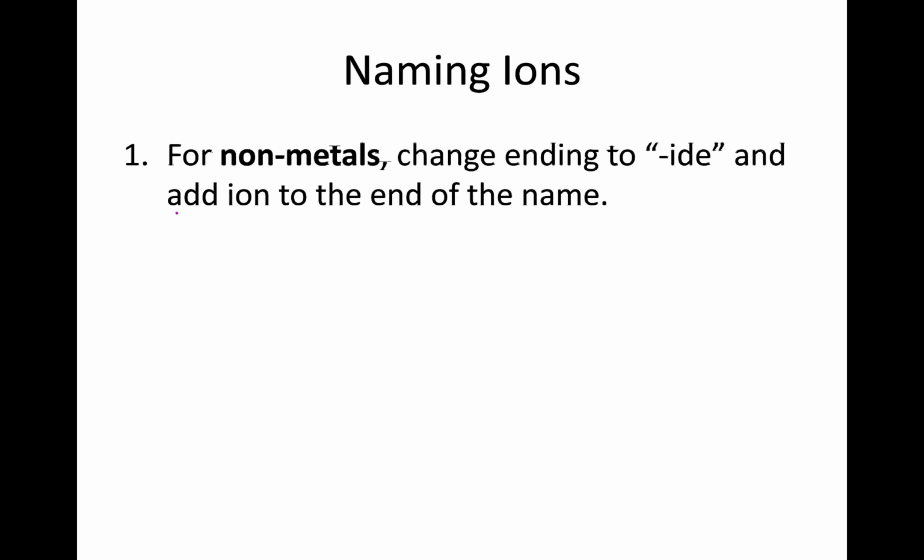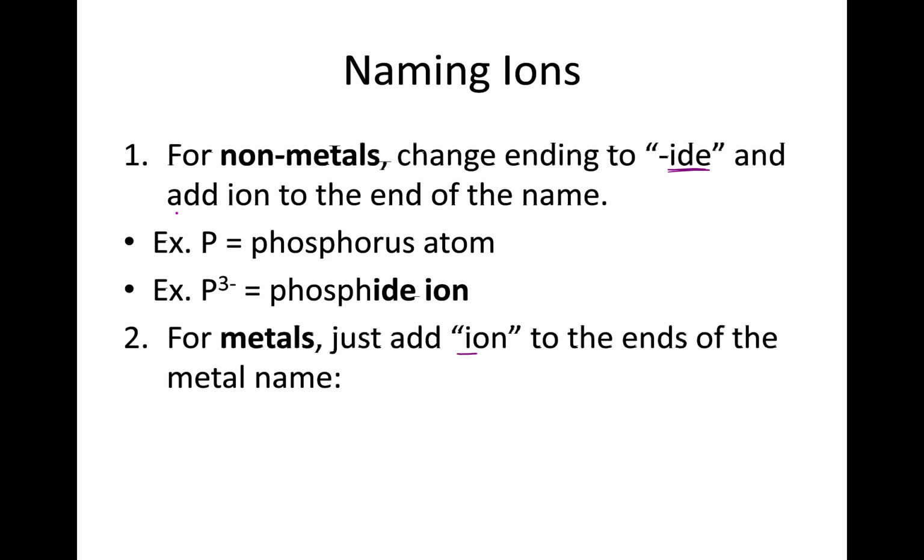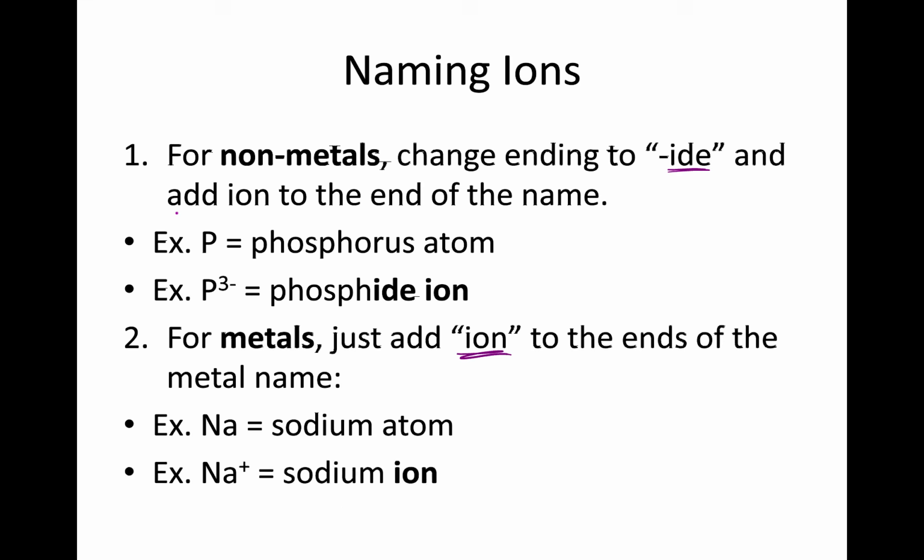If you're going to name ions or atoms in general, you change the metal to -ide, and if it's an atom, meaning no charge, it's just, for instance, this one would be the phosphide ion. Then the next one you add "ion" onto the end. So sodium, the atom, becomes sodium, the ion.